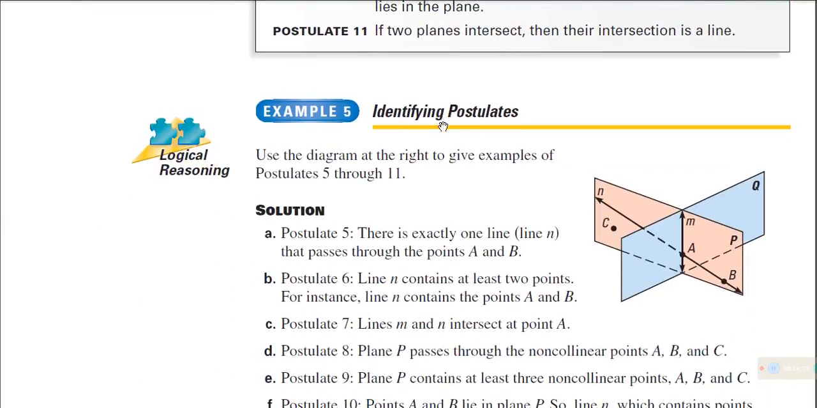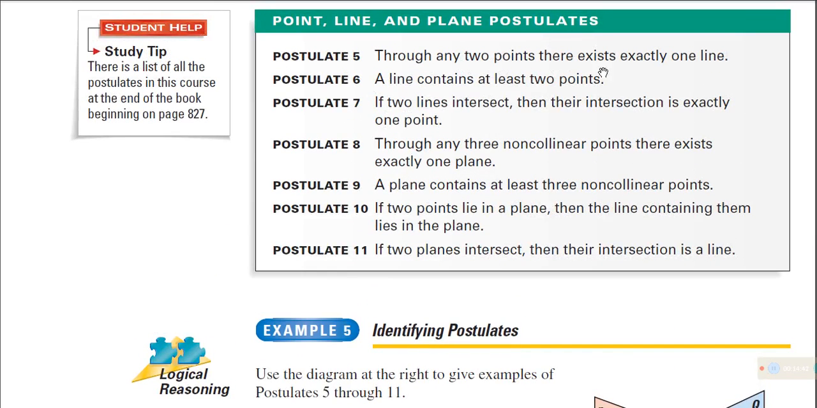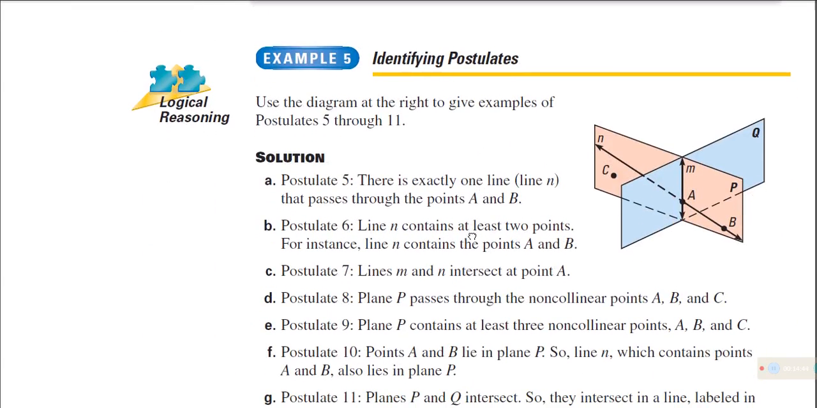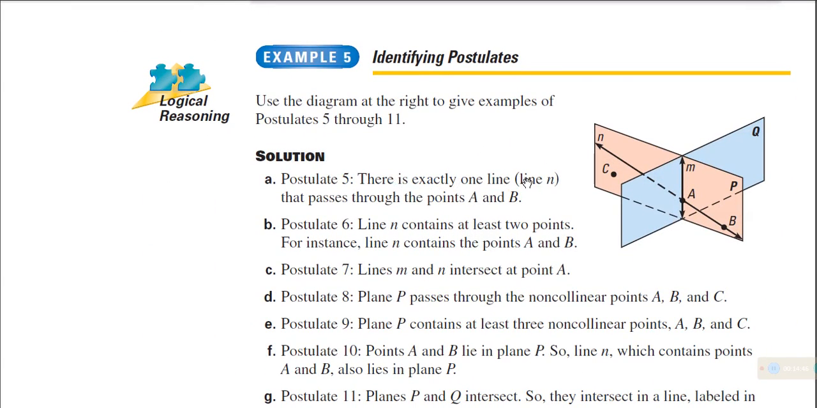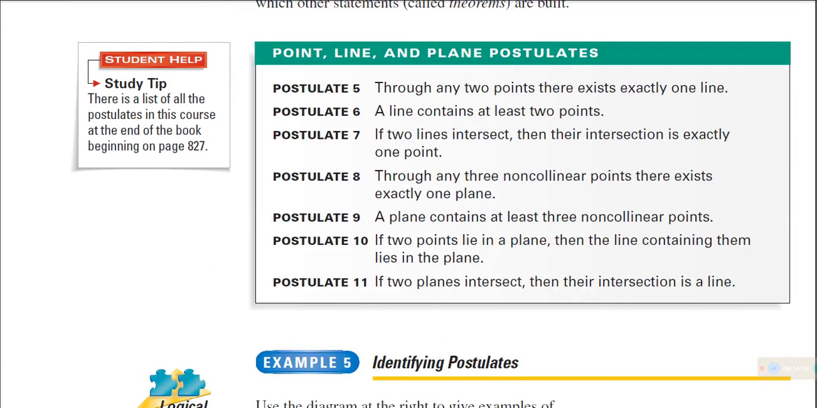Tama. So, identifying postulates. Use the diagram at the right to give examples of postulates 5 through 11. So, postulate 5. Through any 2 points, there exists exactly one line. So there is exactly one line N that passes through points A and B. Postulate 6, a line contains at least 2 points.